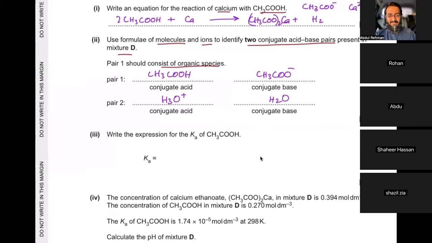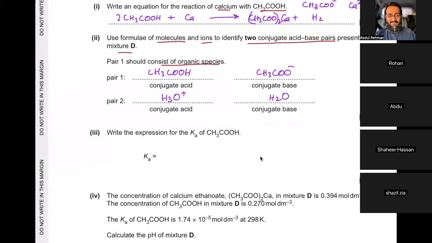Now, they are asking to write the Ka expression. When you dissociate a weak acid, it dissociates reversibly to form the ethanoate ions and the hydrogen ions. So the Ka expression would be the concentration of ethanoate ions times the concentration of hydrogen ions over the concentration of ethanoic acid. Right?